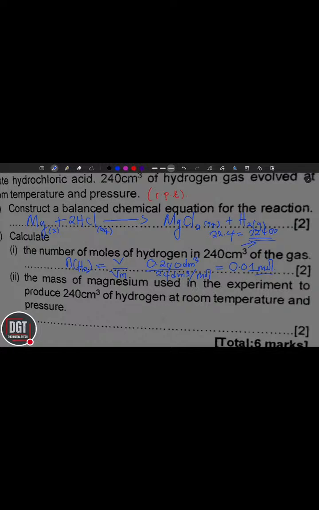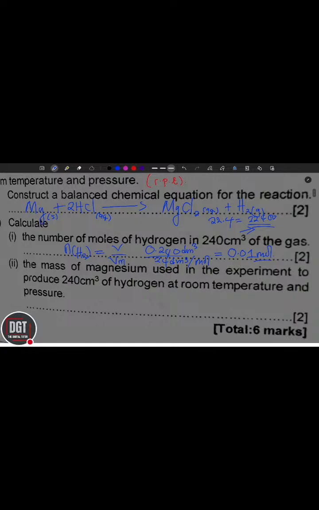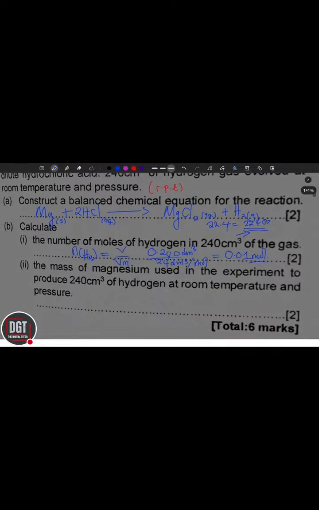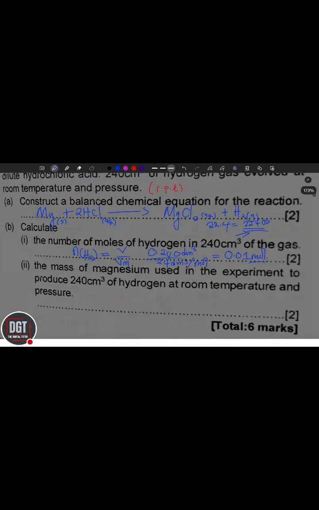So now, question 2 of B: the mass of magnesium used in an experiment to produce 240 centimeter cubed of hydrogen gas at room temperature and pressure. So we are calculating the mass of magnesium used in an experiment to produce 240 centimeter cubed of hydrogen at room temperature and pressure.